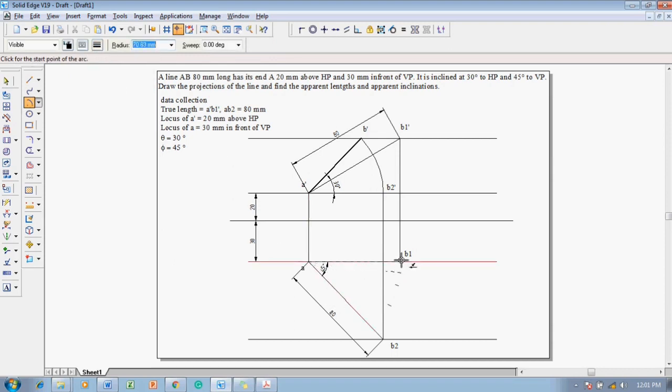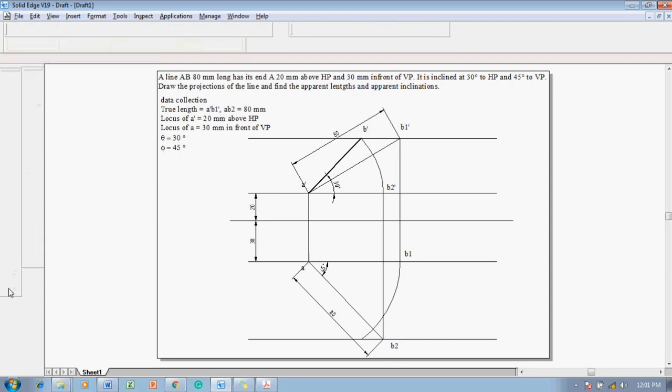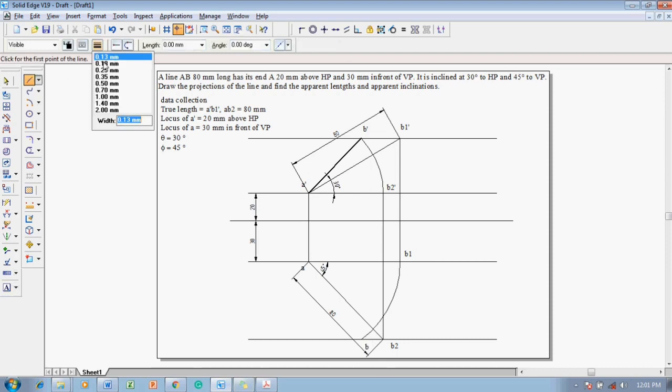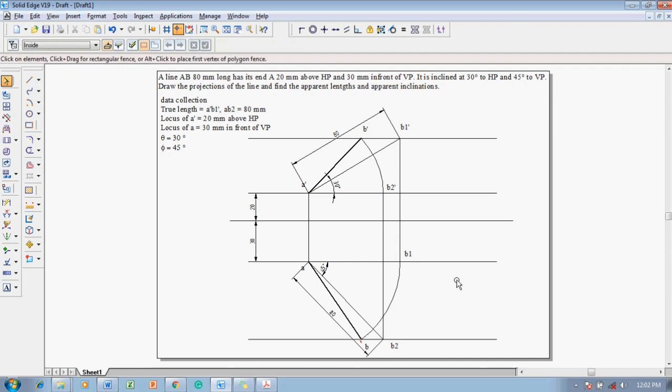Next, we know that we have already got the top view length. With the help of this top view length, that is A as the center, B1 as the radius, one can draw the arc till it touches the locus of B. Once the locus of B has been obtained, that point will be marked as B. Then make use of a line command with a thickness of 0.5 mm, and join A to B as a dark line, that is 0.5 mm thick. Now this completes the projection.